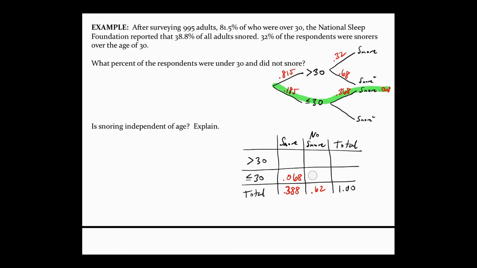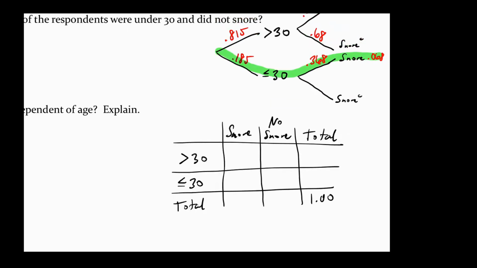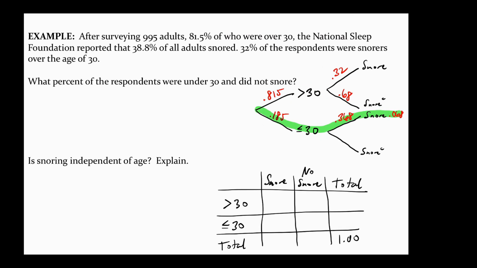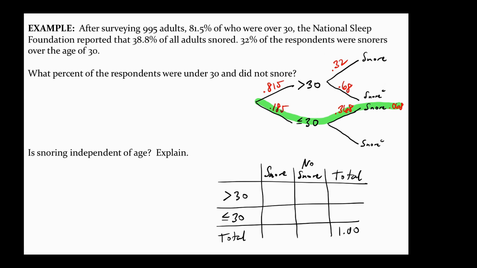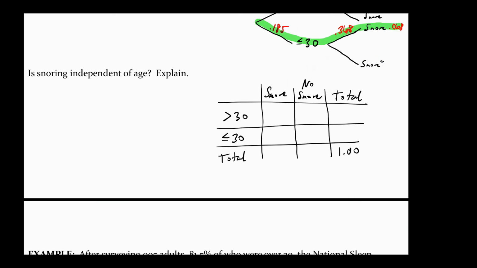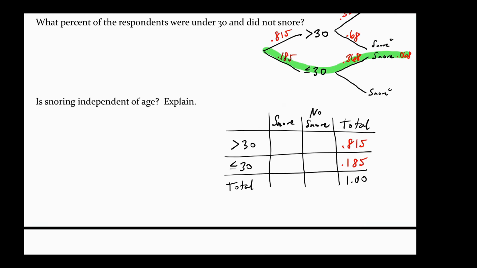Let me erase all of these and start from scratch. Yeah, let's start from scratch. So we know that 81.5% are over 30, right? Yes. That is a given. And 0.185 is the rest.